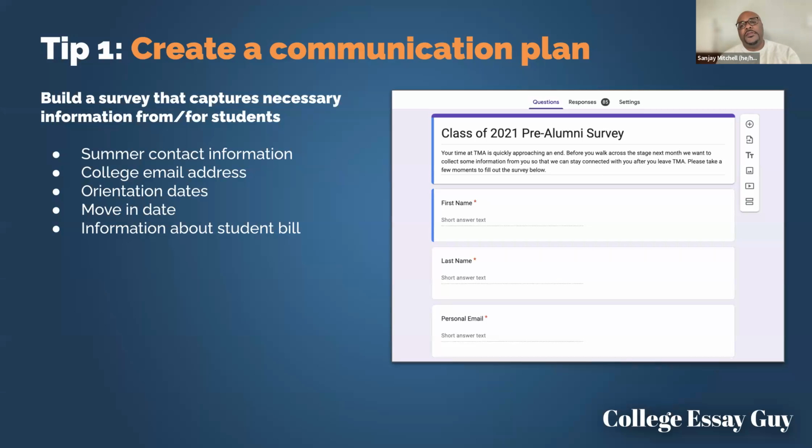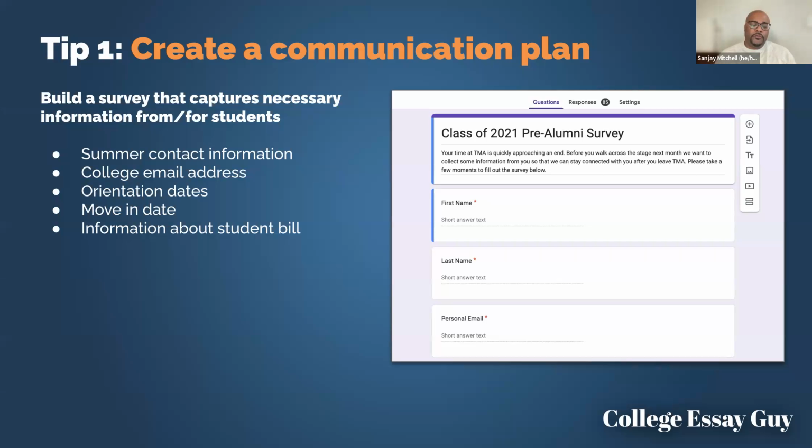But what I do with this survey is ask, where are you? How can I reach you? How can I find you if there's an issue or a concern? How can I find you to keep sending you information over the summer? What is your college email address? We want to get them into the habit of checking their college email address.